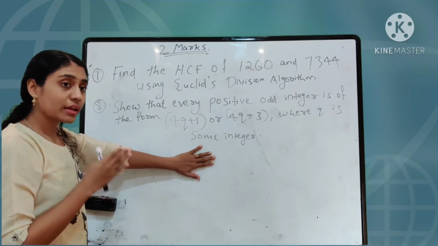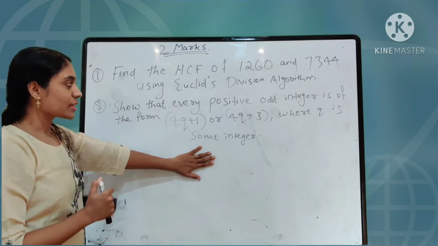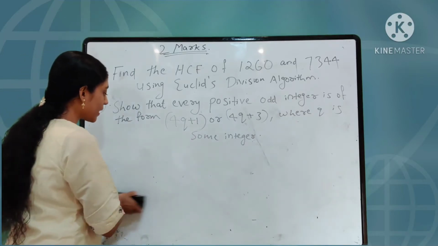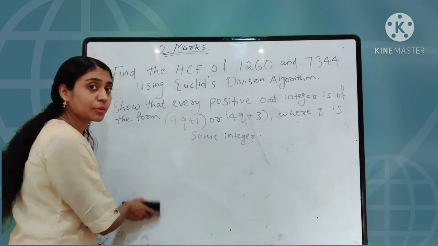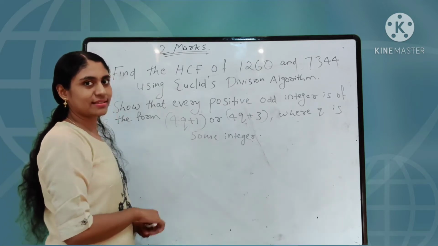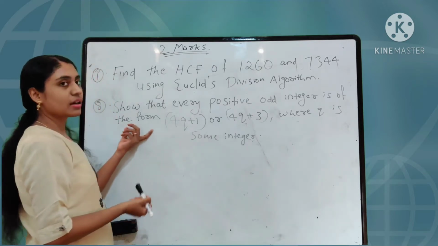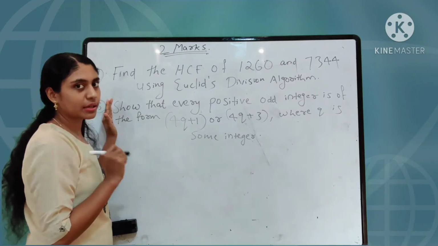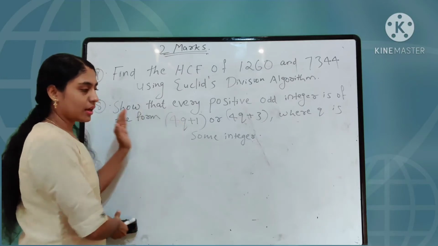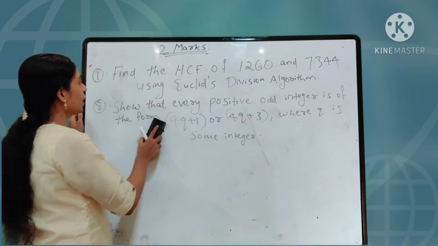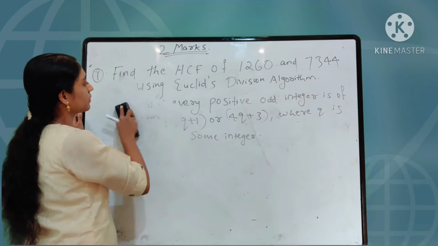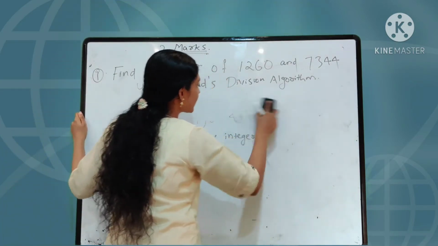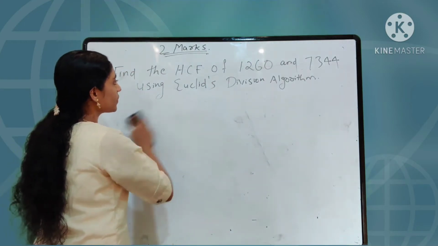Or you can refer to your textbook, because in our textbook example 3 is this question. That means in the board exam you can expect textbook questions, right? So this is our textbook example question. So go through that. I think it is example number 3. So refer to this question, and we have discussed this question also. So we are solving the first one. Find the HCF of 1260 and 7344 using Euclid's division algorithm.